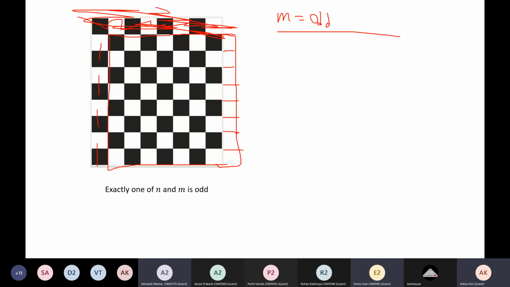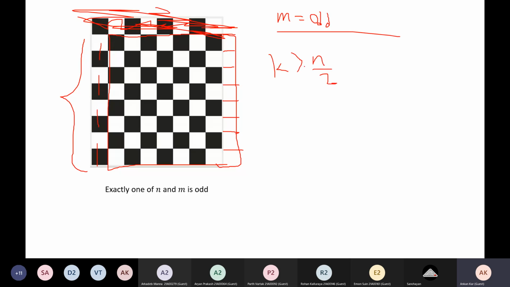Now it is easily divisible by 2 and we can align the dominoes. Now k only needs to be even. And so how many does it require? If m is odd, then you require n by 2. You need n by 2.